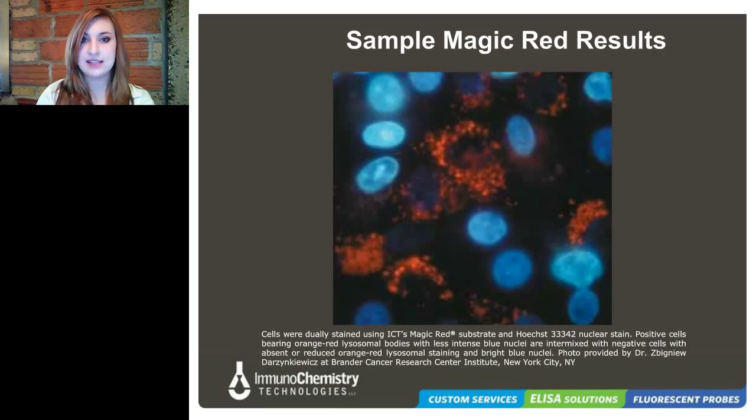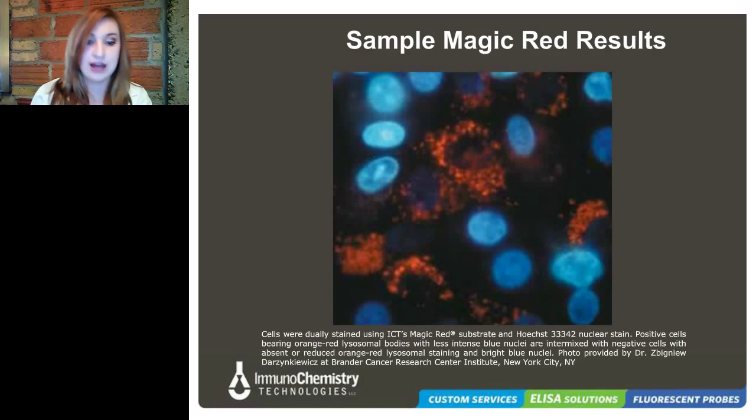And finally, this image here is a nice example of dual staining of camptothecin-induced MCF7 breast cancer cells. Here we used both Magic Red and Hoechst to stain. So the experimental cells in this case were stained with Magic Red for about 30 minutes and then washed twice in PBS. And then they were also stained following that with Hoechst for about 10 minutes.